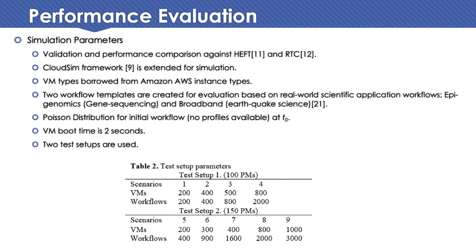Test setup 2 is used to compare the energy efficiency of the proposed algorithm against HEFT and RTC. We define 5 scenarios in setup 2. Scenarios 5 and 6 are considered small to medium weighted workflows. Scenarios 7, 8, and 9 are large and very large workflows for this environment. The difference between setup 1 and 2 is that in test setup 1, we're using 100 physical machines in the data center, and 150 physical machines for test setup 2.